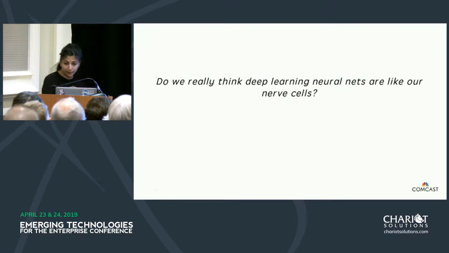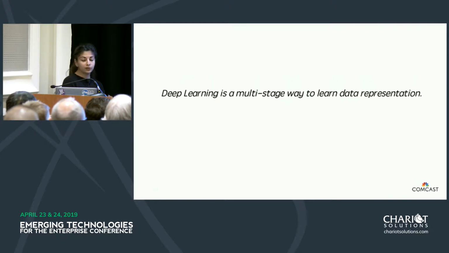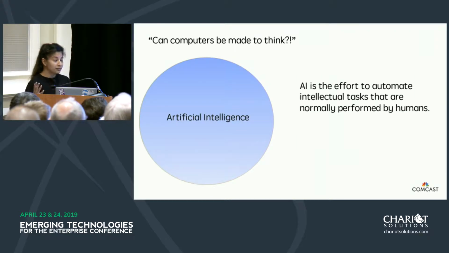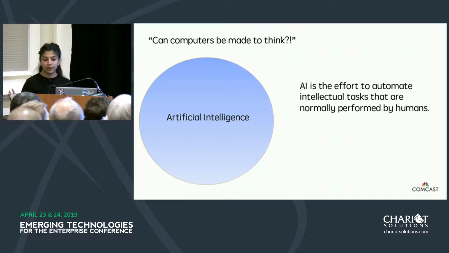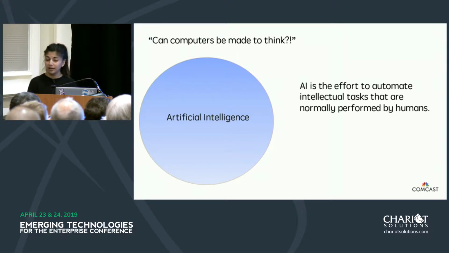So if I were to define deep learning, I would say it's a multi-stage way to learn data representation. Let's jump into what that means in a bigger sense. So we have deep learning. Deep learning falls under the big bucket AI. We all hear about AI. In all seriousness, it's an ancient and broad term. It's something that's been around forever. In a formal definition, AI is the effort to automate intellectual tasks that are normally performed by humans.